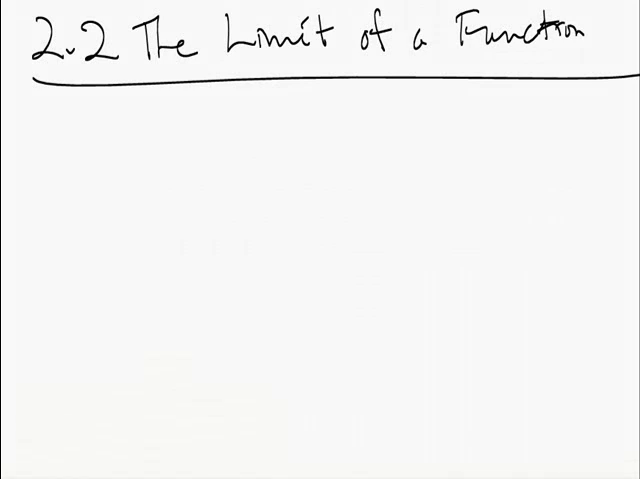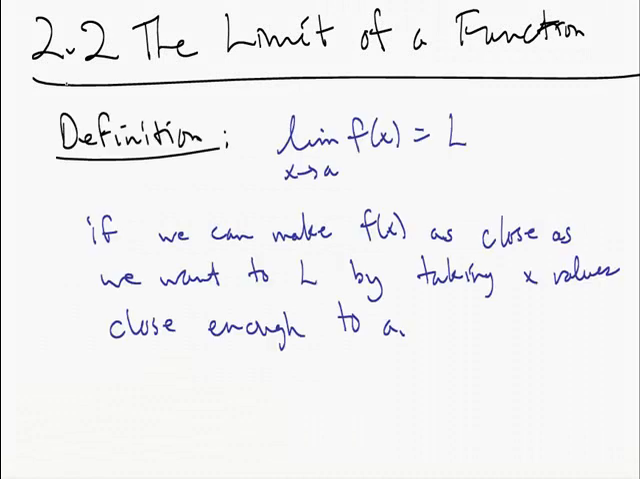In section 2.2, we want to formalize the idea of the limit of a function, a concept that we talked about briefly in 2.1 when we considered the tangent and velocity problems. Looking at that definition, we say that the limit of a function f of x as x approaches a certain number a is going to equal some value L. This notation means the limit is L of a function f as x goes to a.